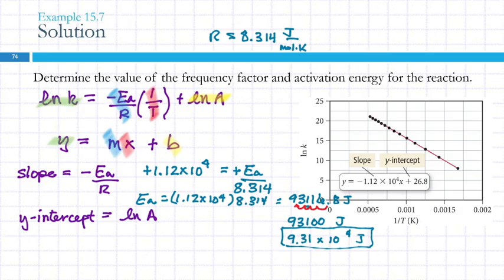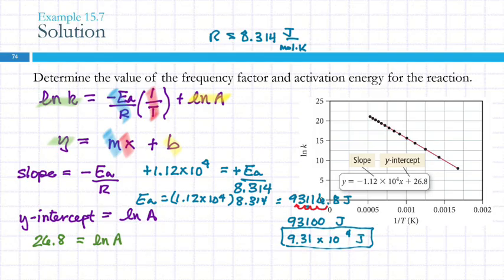And then we have to find the frequency factor, A. I have no idea why they chose A for frequency factor. Sometimes it makes sense, many times it does not. So the y-intercept is equal to the natural log of A. Well, what's the y-intercept? It's 26.8. That is equal to the natural log of A.